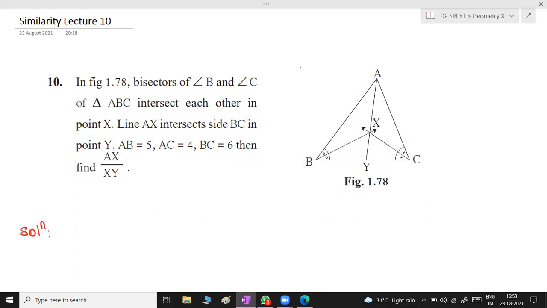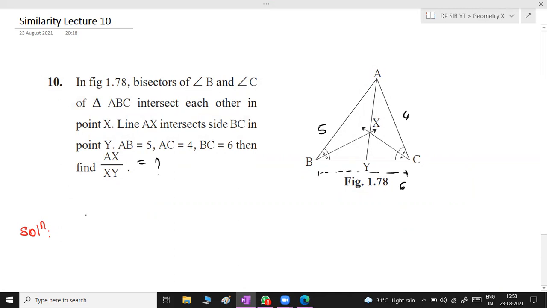Line AX intersects side BC in point Y. AB is equal to 5, AC is equal to 4, BC is equal to 6, then find AX upon AY. So this is the question, isn't it? They are asking me to find the value of AX upon AY. So I have to find the value of this ratio. Since numerical values are given, AB is 5, AC is 4, BC is 6, of course I will get the value of the ratio also in numerical form.